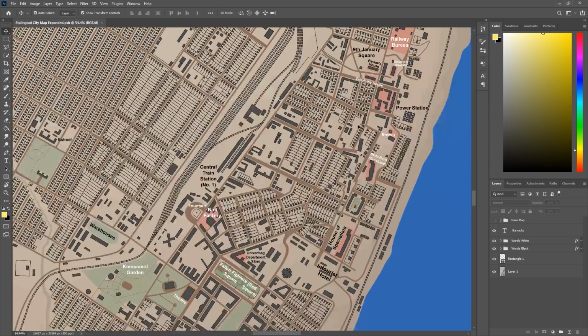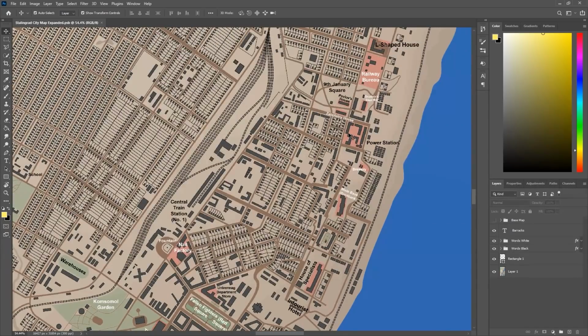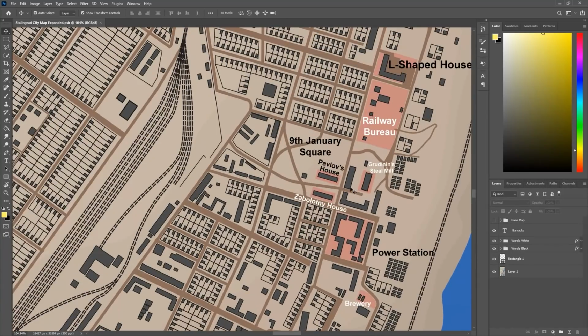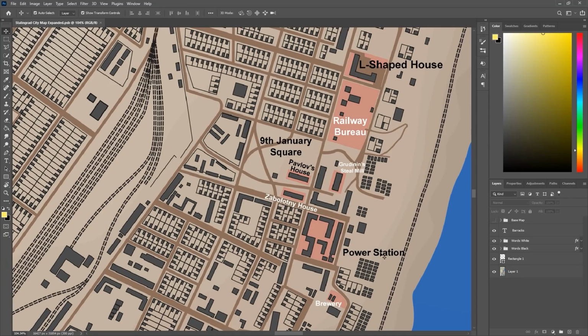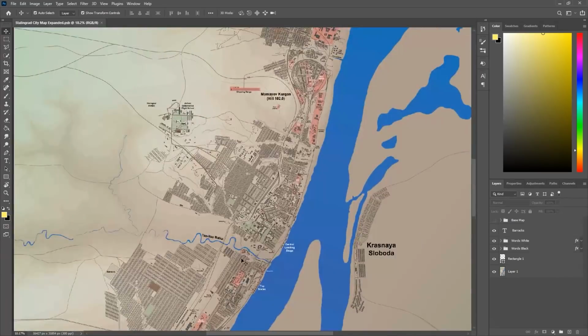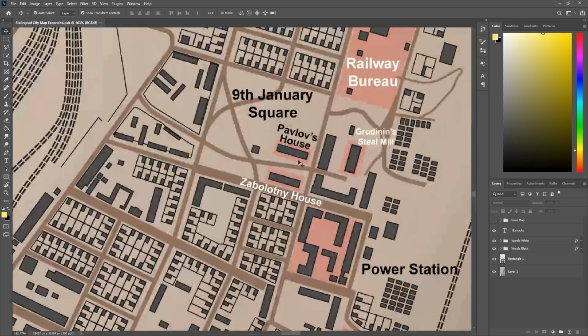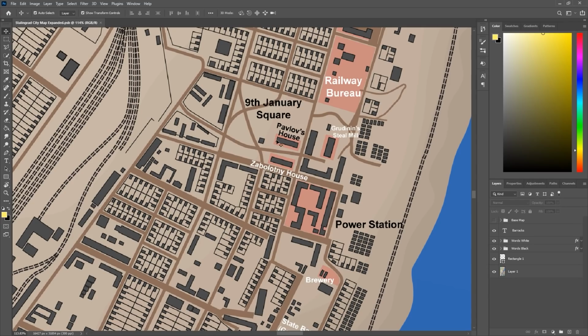Central train station number 1. Some of these names are incorrect, but they have been updated a little bit, and I've been told about this. I think there's no power station here. That's not right. Pavlov's house. So just so you know where it is, it's over here, right in the middle sort of area. Pavlov's house. Zabolotny House here, 9th of January Square. Obviously, you should know what that is.